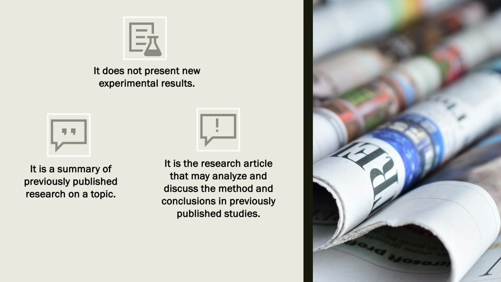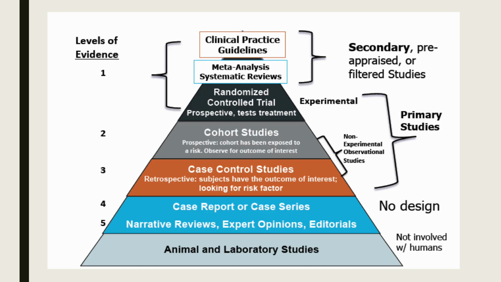So the secondary research doesn't present a new experimental result. It is a summary of previously published research on a topic, the research article that may analyze and discuss the methods and conclusions in previously published studies. Why do we need systematic review and meta-analysis? Actually, it is the top of the pyramid in strong evidence after the clinical guidelines. We can build a clinical judgment with strong applicability in the clinic if we do it in a good way, following the guidelines, and the result is statistically significant without heterogeneity or with low heterogeneity.